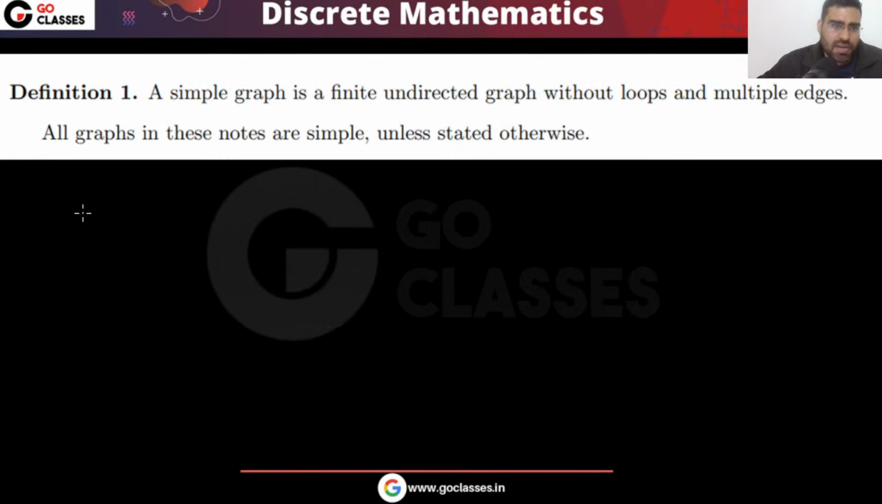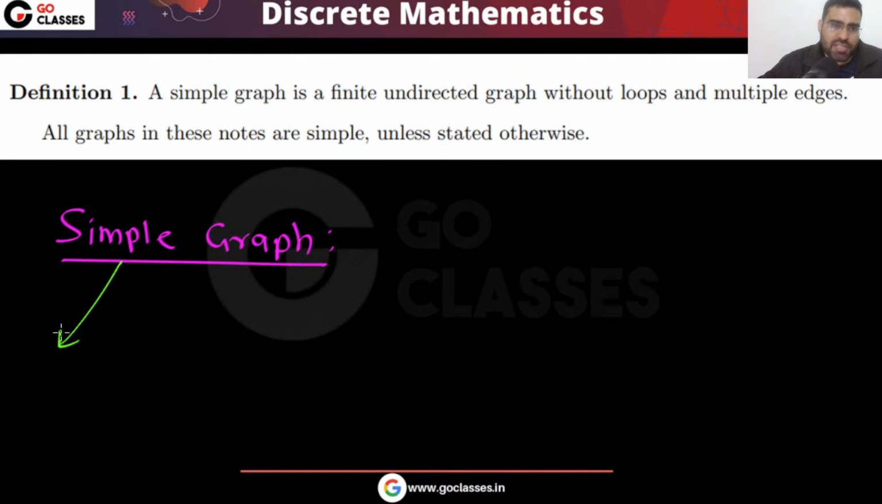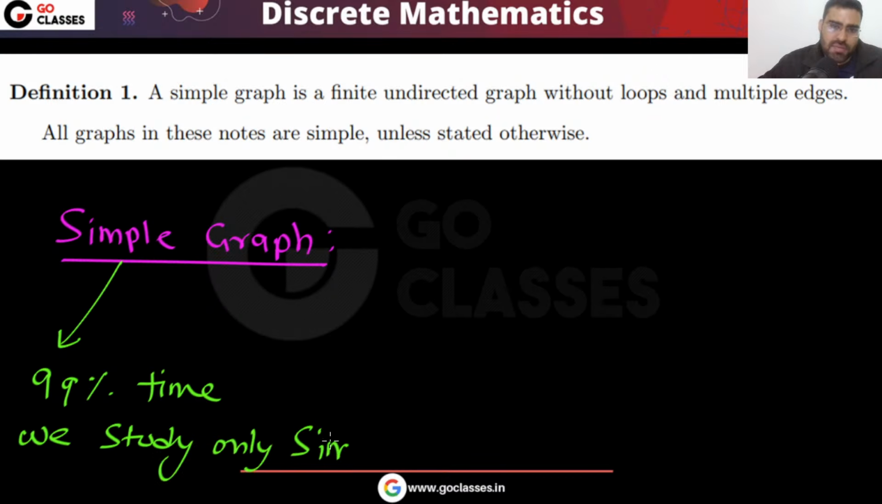Now let me tell you one thing. What is a simple graph? Because this is very important. In the GATE exam, or I can say most of the time, 99% of the time we study only simple graphs. So simple graphs are very important, and these are the most important graphs, because most of the time we only study simple graphs.